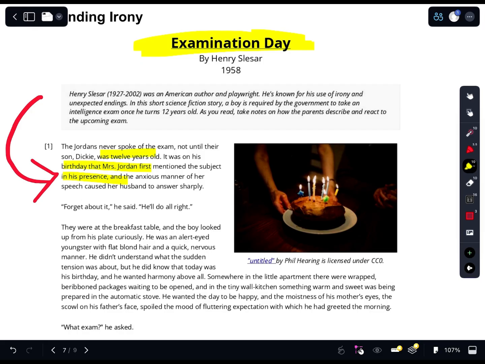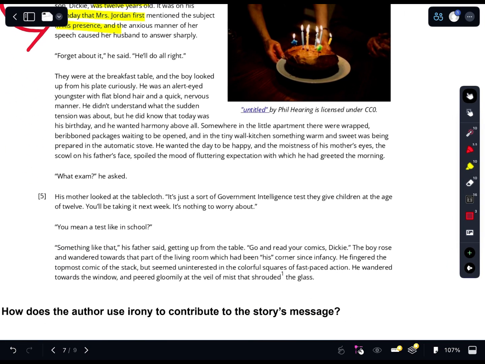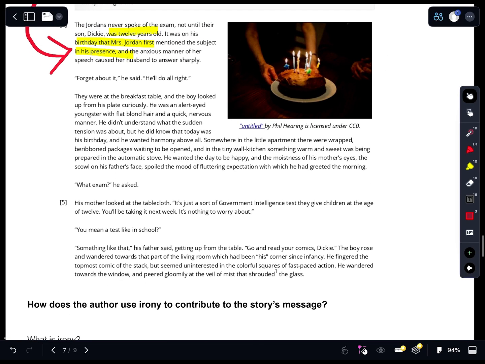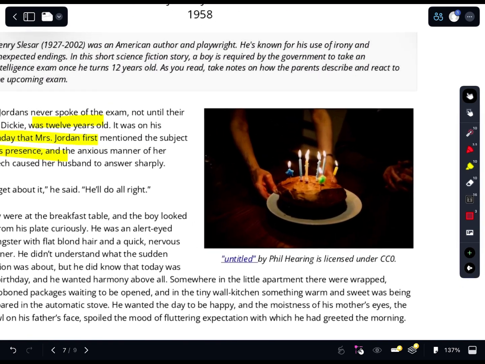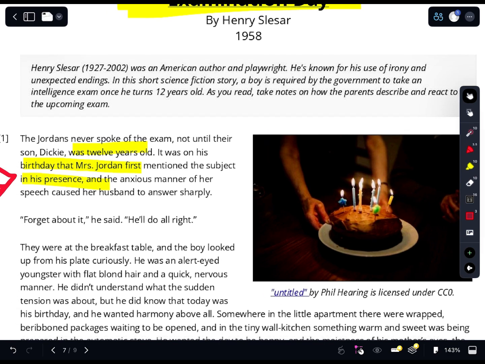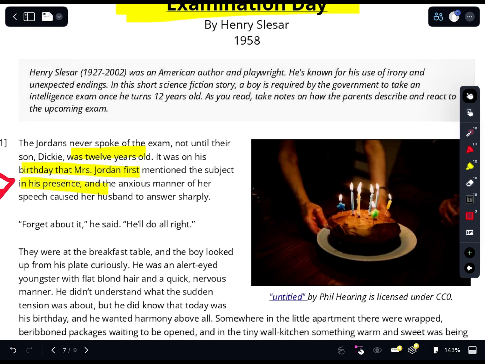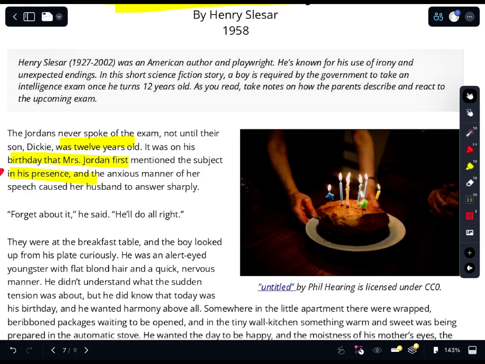So in this setting, everyone has to take a test at the age of 12, and we learn that it's a test given by the government. And the government, as they say in the story, wants to know how smart you are, basically. So I'll read this here. In this short science fiction story, a boy is required by the government to take an intelligence exam once he turns 12 years old. As you read, take notes on how the parents describe and react to the upcoming exam.